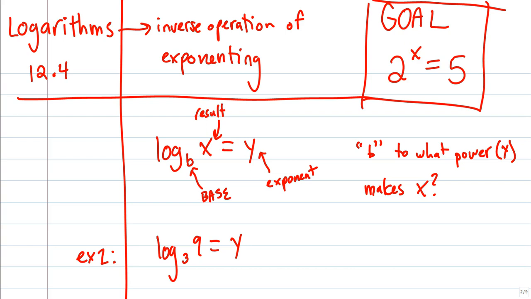When I say log base b of x equals y, that to me is utter nonsense. And people will go, oh my gosh, this is why I don't like logarithms. And I go, okay, well then you just need to learn how to read it. Because when I see log base b of x equals y, I literally say b is the base, x is the result, and y is the exponent. This says b to what power y makes the result x. B to what exponent makes x.